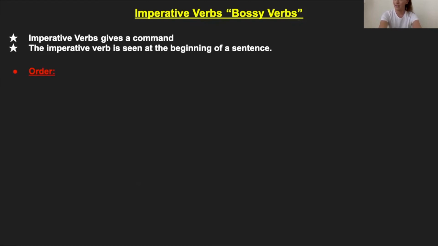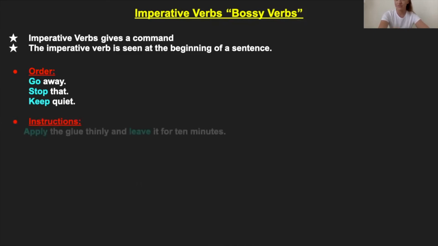Can you think of a sentence? Go away. Stop that. Keep quiet. Instructions. So what type of imperative verb could we use for instructions? Apply the glue thinly and leave it for 10 minutes. Advice.